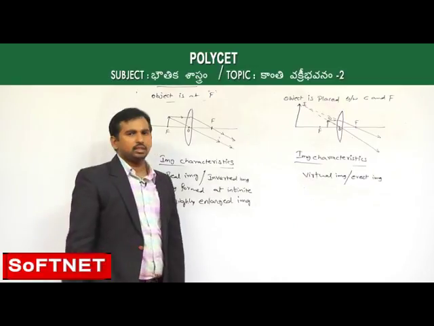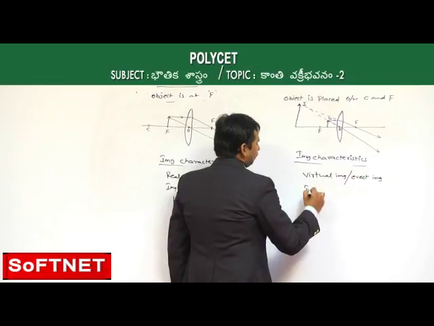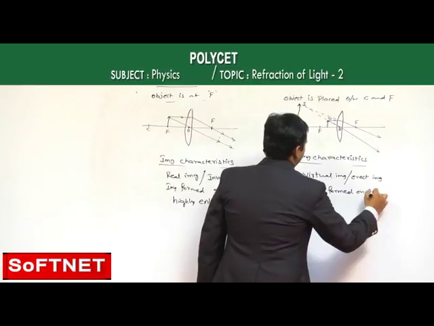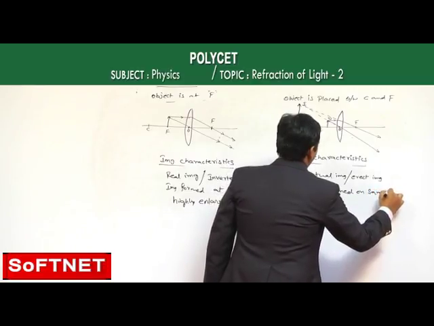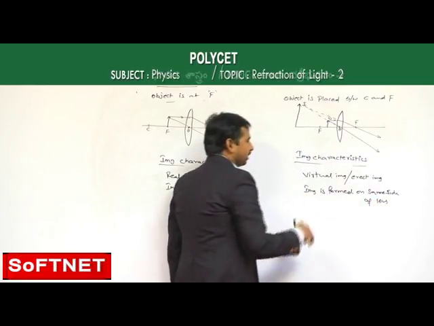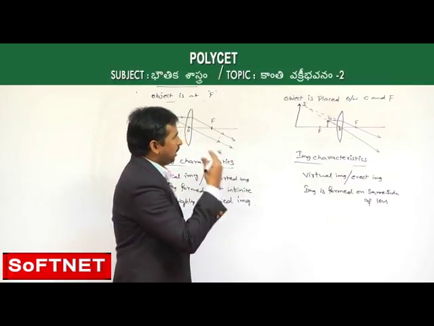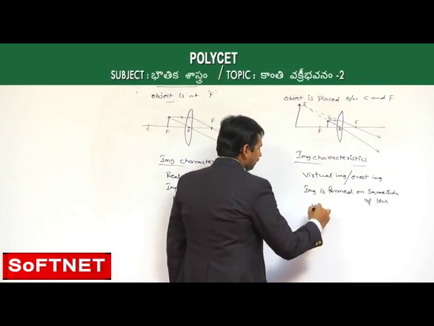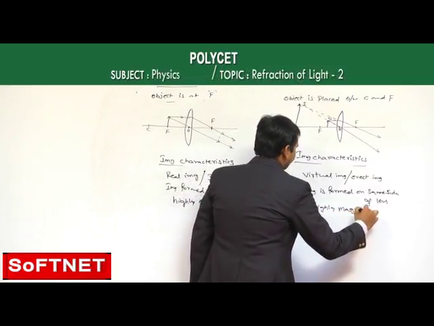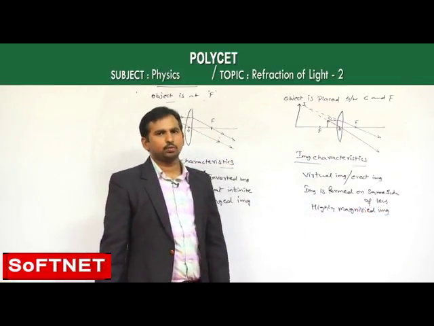Then the image formed is on the same side, so the image is formed on the same side of the lens, or on the object side. And after refraction, the image formed is a highly magnified image. Highly magnified image is forming here.